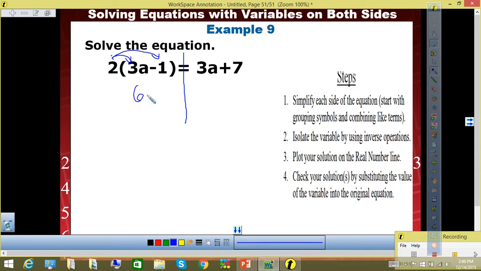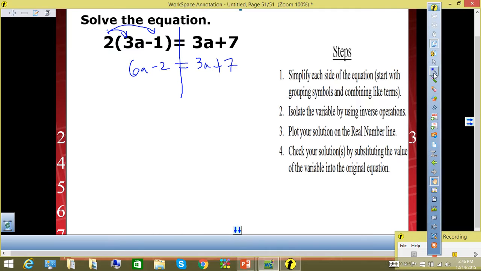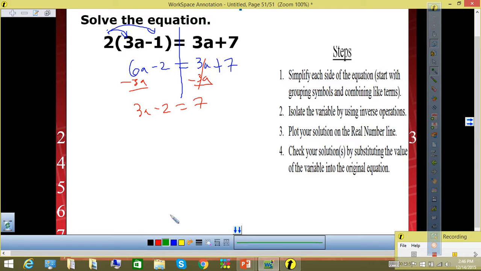Okay, and we get... pass to someone. Brian, next. Subtract 3a from both sides, and you get... pass someone. Luis. And you get... finish it off. Hands, have you got that? Okay. All right.